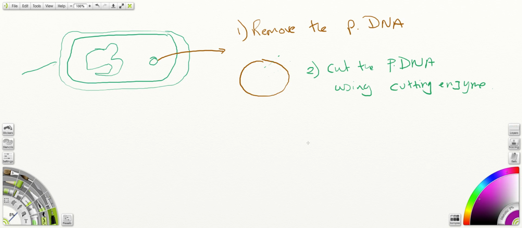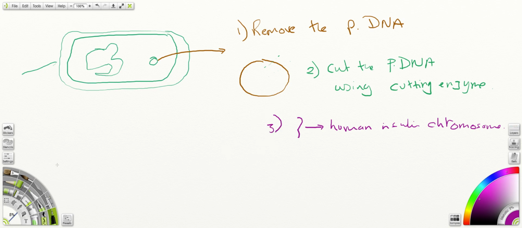Then what we're going to do is we're going to take some chromosomes that code for human insulin. So here's my human insulin DNA, human insulin chromosomes. Okay, so this is going to code for human insulin. So that's number 3.